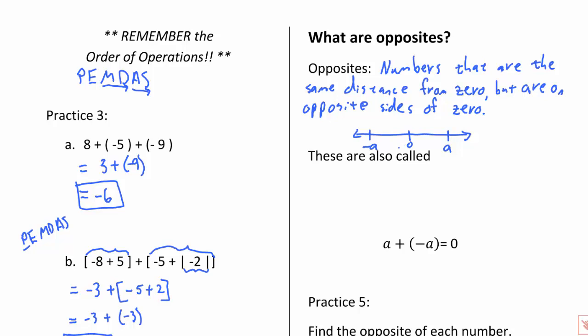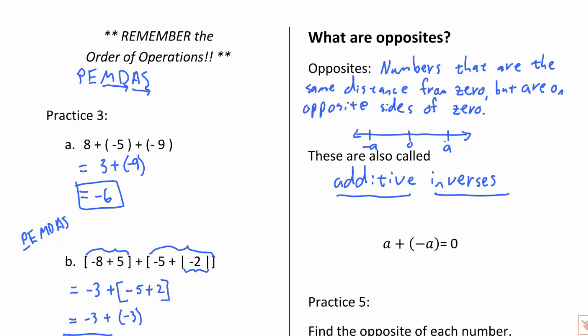Notice that opposites will always have the same absolute value as each other. So the absolute value of negative a would be positive a, and the absolute value of a would be a. Now, these are also called additive inverses. Another thing is that they have the property that a plus negative a is equal to 0.